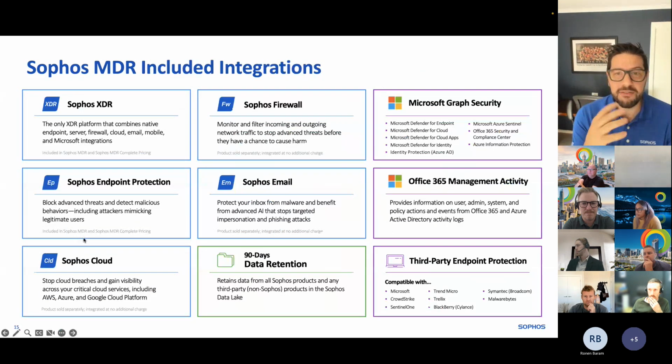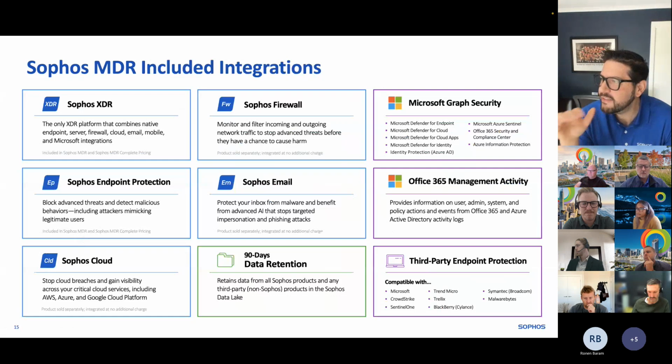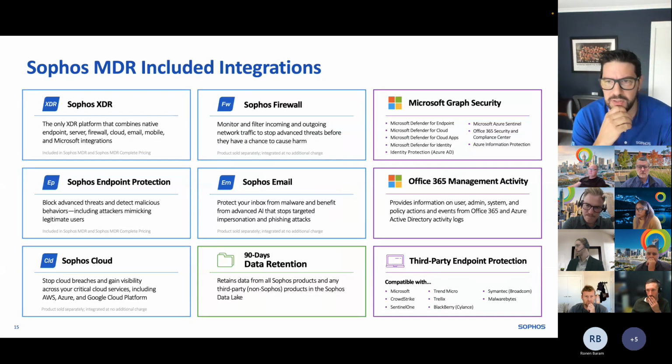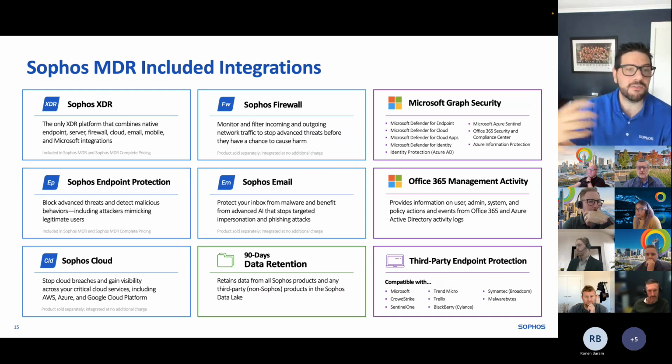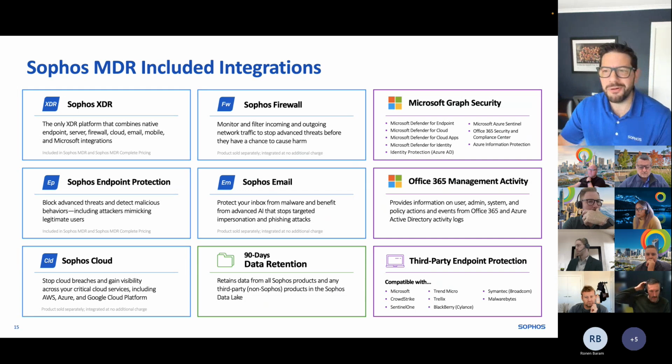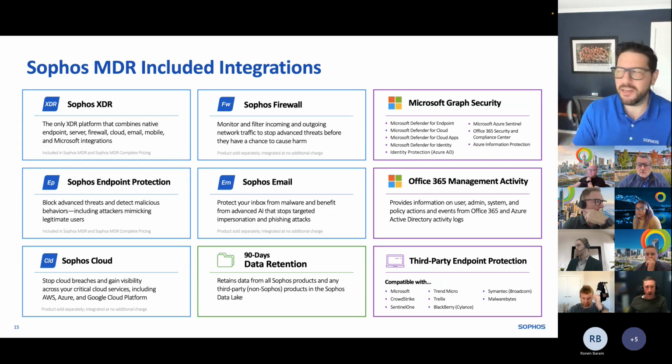Just because we like to make it even better again, these are the inclusions out of the box. So you use Sophos MDR, this is straight away. There's no add-ons, there's no additional costs. They're all right there for you, as in the integrations, that is. So we don't give you a firewall, you still have to buy a firewall, but the integrations into the MDR management platform are out of the box.